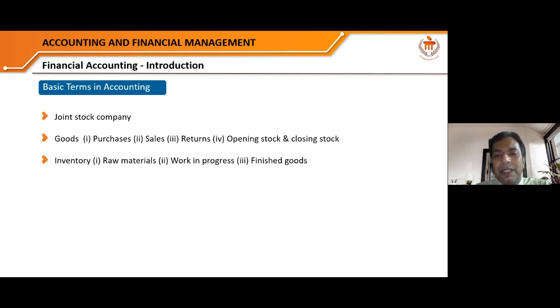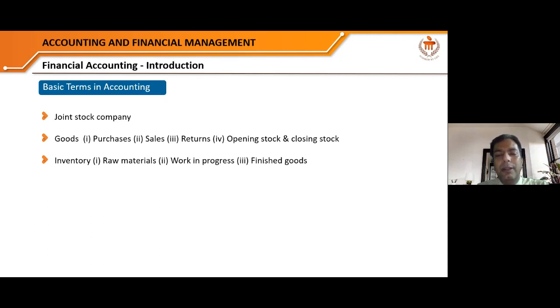Then we have opening stock and closing stock. Opening stock is any stock which the business has at the beginning of any period. The period could be a month, a year, a week, a day as well. So let's say today I have a certain opening stock, I sold something, I purchased something, and what is my closing stock today? I can do that. Similarly, I can do it for 6 months, for 3 months, for a whole year.